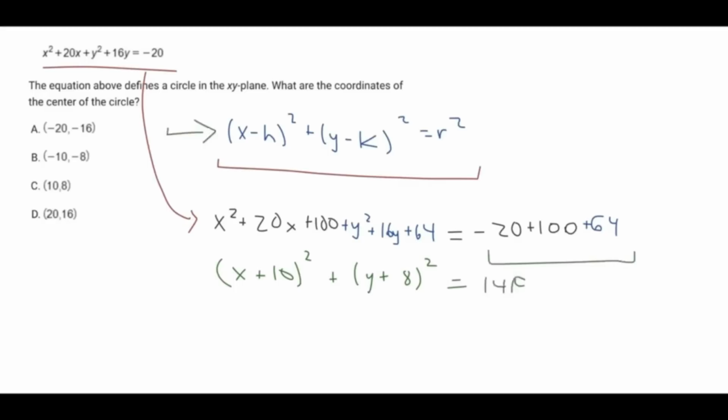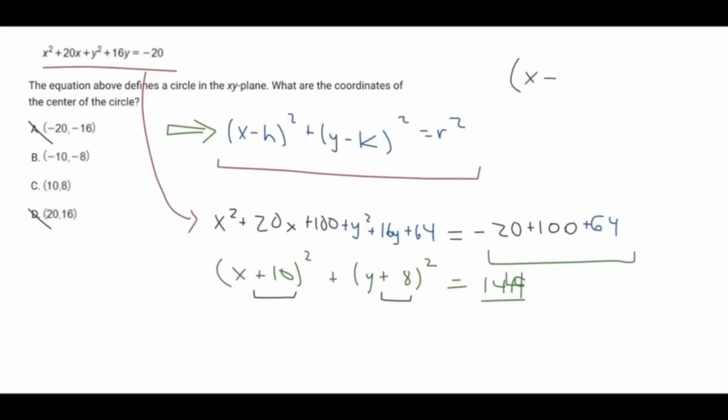Now it matches up with the circle formula, right? This is 144. There we go. So now we can actually find the values. We know that it can't be 20 and 16, right? So is it positive or negative? Well, in our actual equation, it's positive 10 and positive 8. Does that mean those are the coordinates of the center of the circle? Well, no. Because if we have a positive here, what that means is that h is negative and k is negative. Now, why? Well, I'll give you a quick example here.